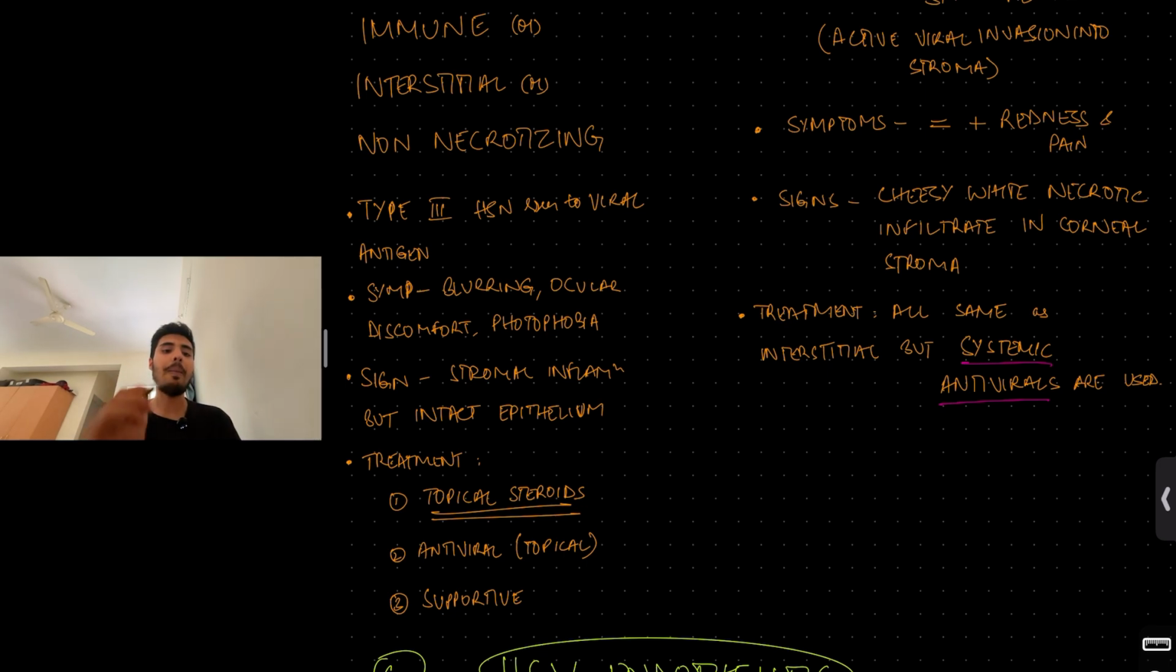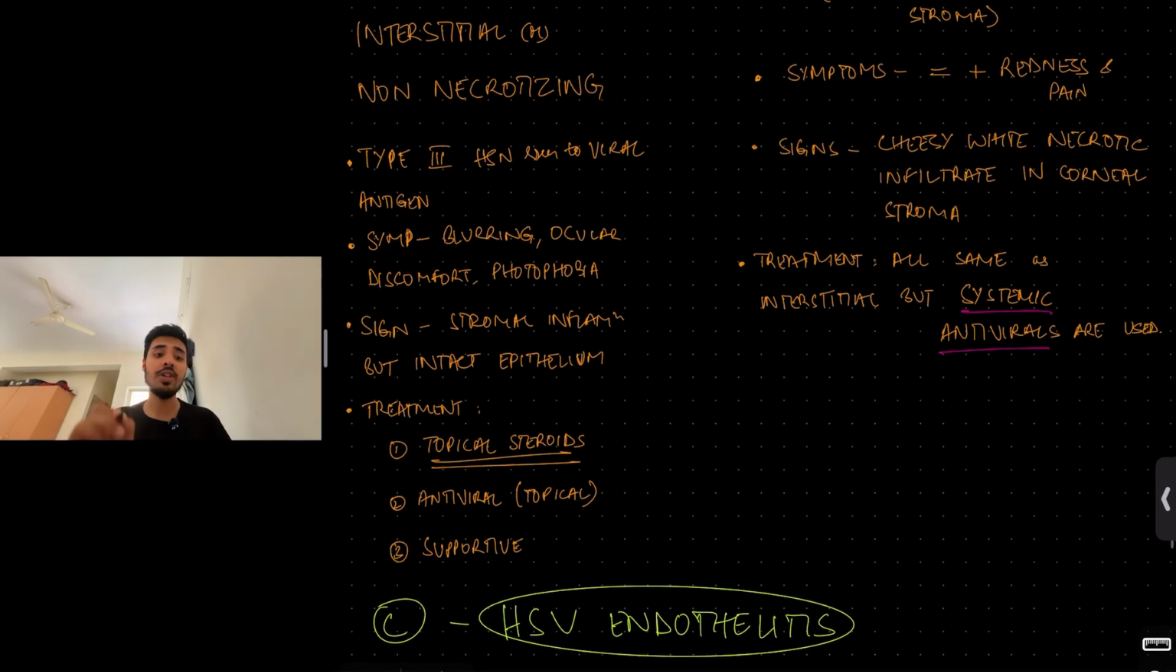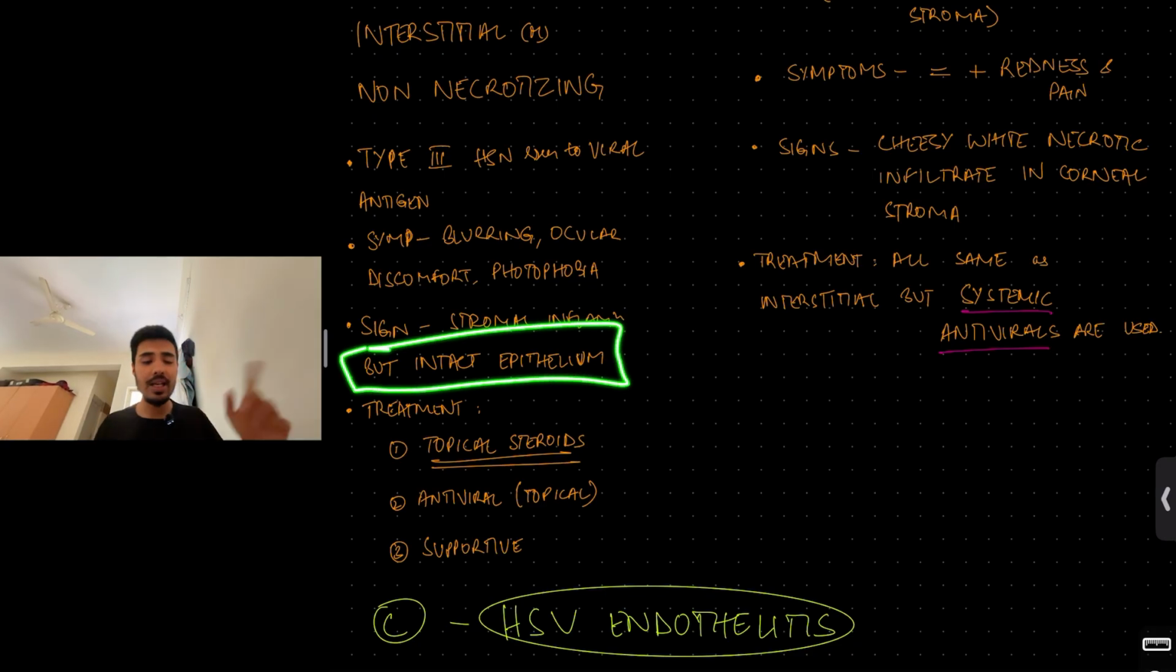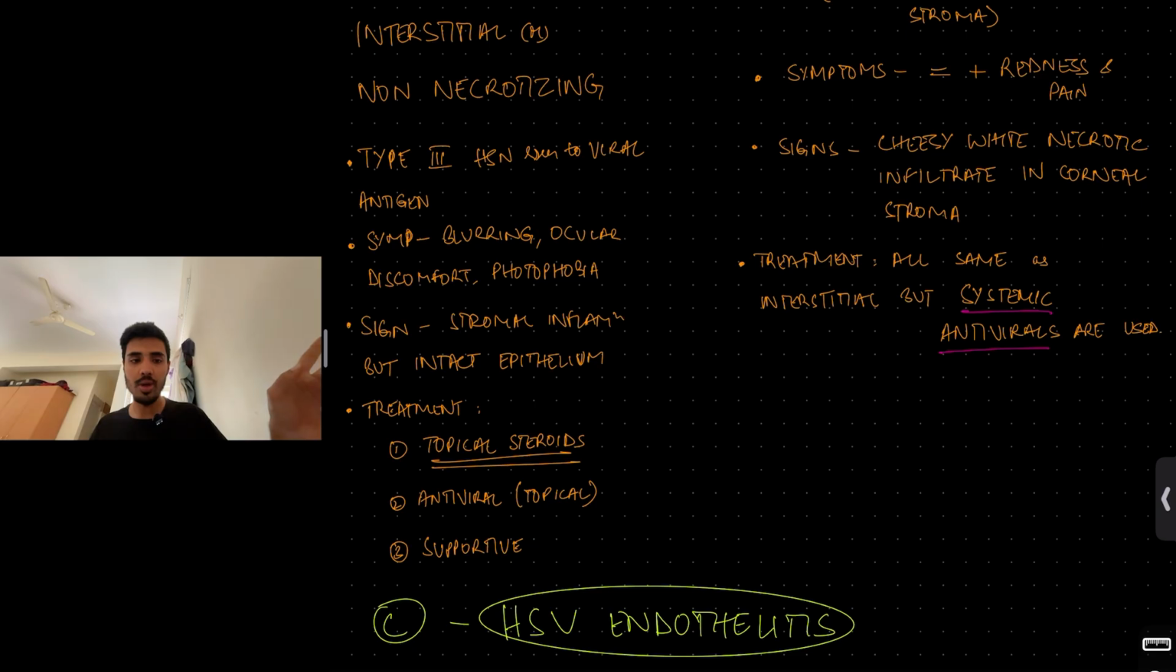Patient will have blurring of vision. Again, the generic symptoms: blurring of vision, discomfort, photophobia, irritation, all that. The sign here is, because of the hypersensitivity reaction, there is inflammatory infiltration of the corneal stroma, but the epithelium is intact. Very, very important. See, in epithelial keratitis, epithelium was affected but stroma was fine. Here, stroma is affected but epithelium is fine. So you can see a stromal inflammatory infiltrate, but the epithelium is intact.